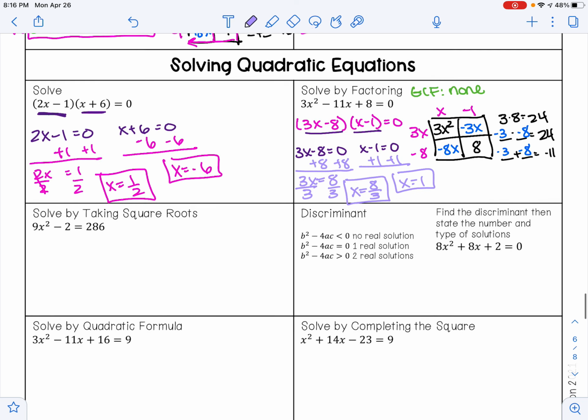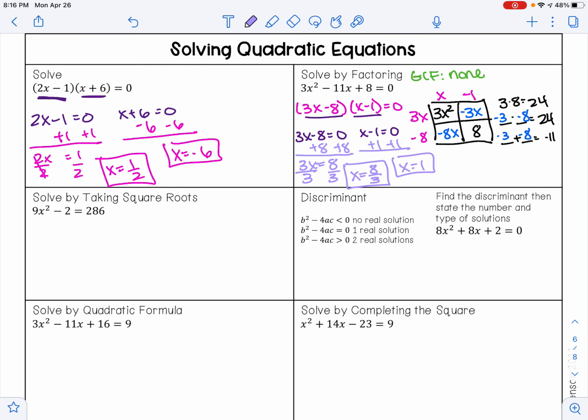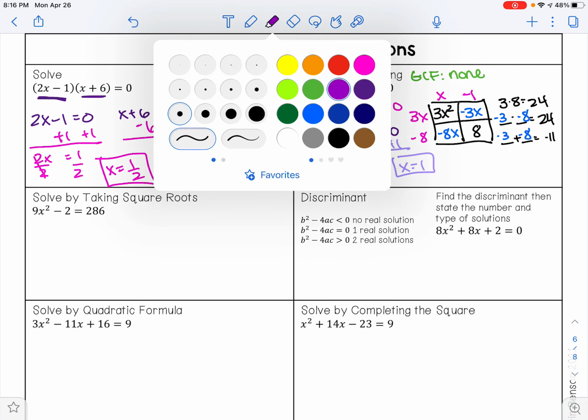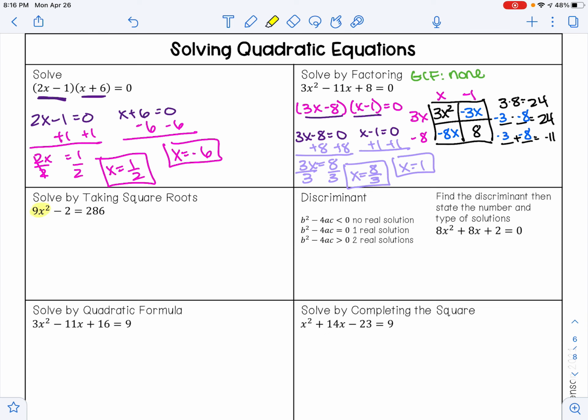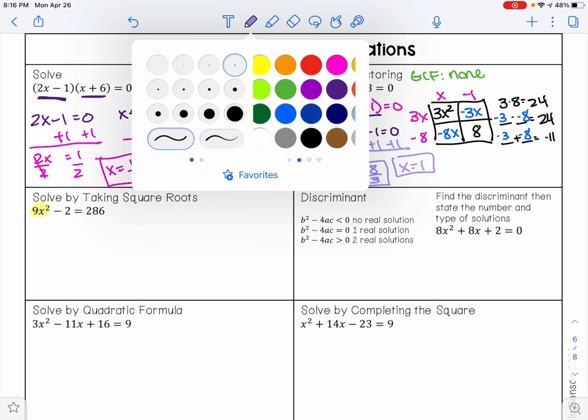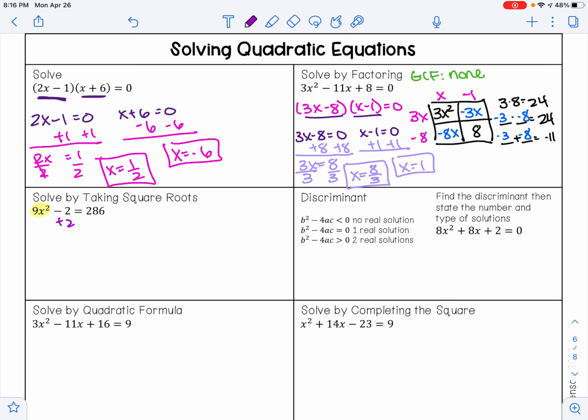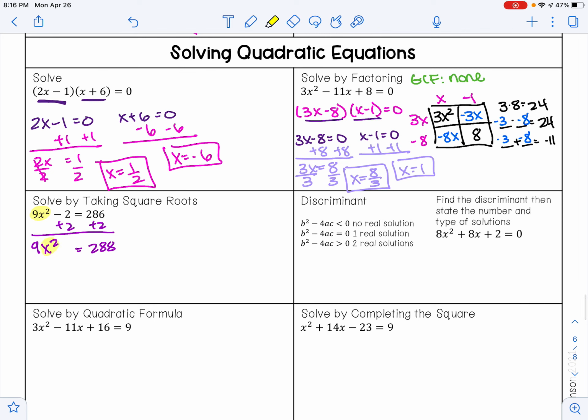We also learned how to solve quadratic equations by taking square roots. In this example, I want to get 9x squared alone. So to undo subtraction, I'm going to do addition. And so I'll have 9x squared is equal to 288. Now I want to get x squared alone. So to undo multiplication, I'll do division. And I'll have x squared is equal to 32.